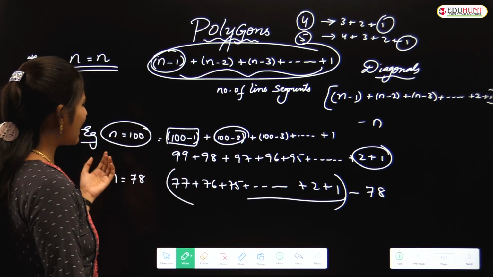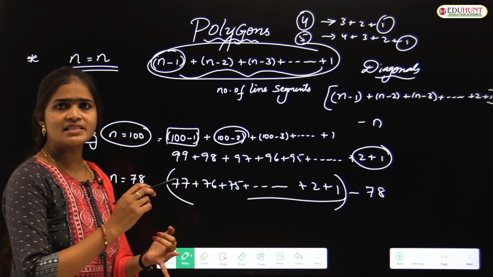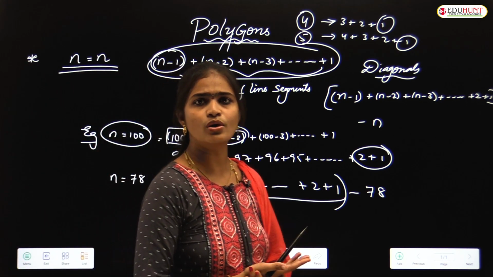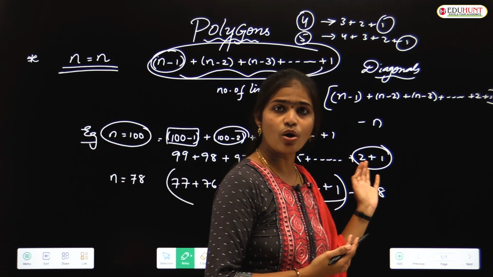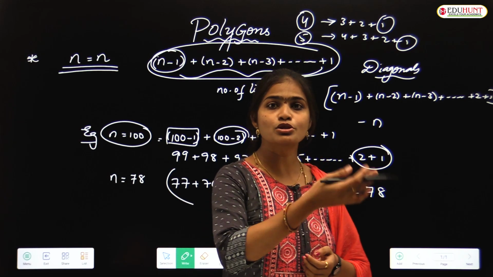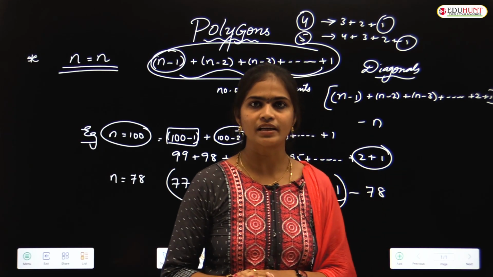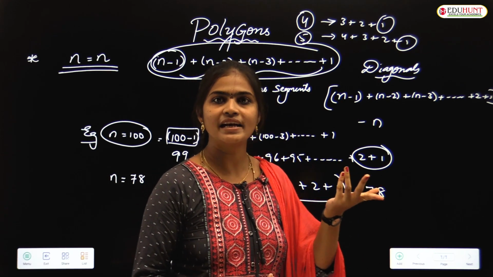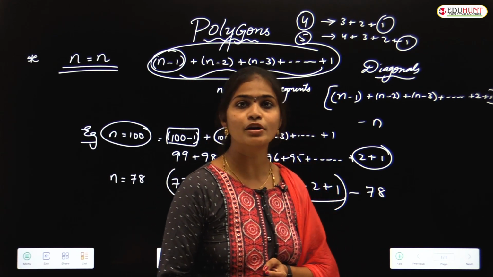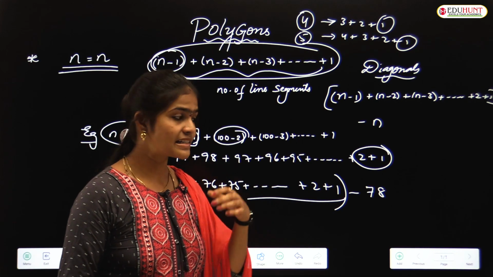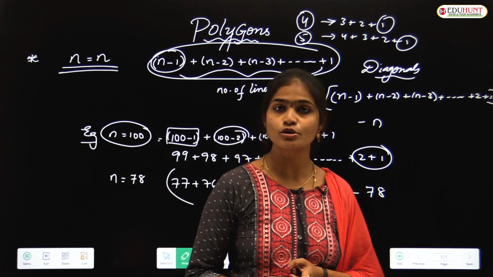So every time like this, 77, 76, 75, how can we add all these numbers? For example, I take n is equal to 1000, a 1000-sided figure. Poly means many, we can take infinitely many sides. So for example, I am going to take n is equal to 1000.